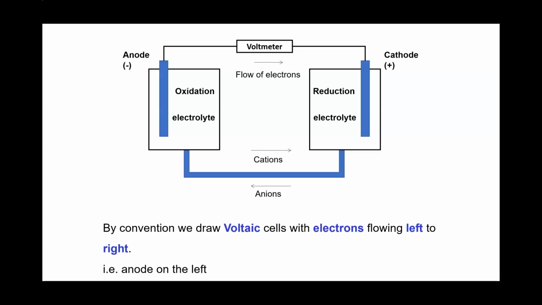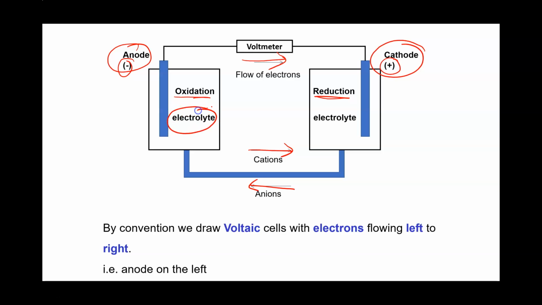Okay, so by convention, we normally draw the anode on the left of our cell and the cathode on the right, and by doing that, we have electrons flowing left to right from our cell. So the anode is always labeled as being the negative electrode, the cathode is always labeled as being the positive electrode. As I mentioned, oxidation occurs at the anode, reduction occurs at the cathode. Cations move through the salt bridge towards the cathode, anions move through the salt bridge towards the anode. So that's a kind of classic setup.